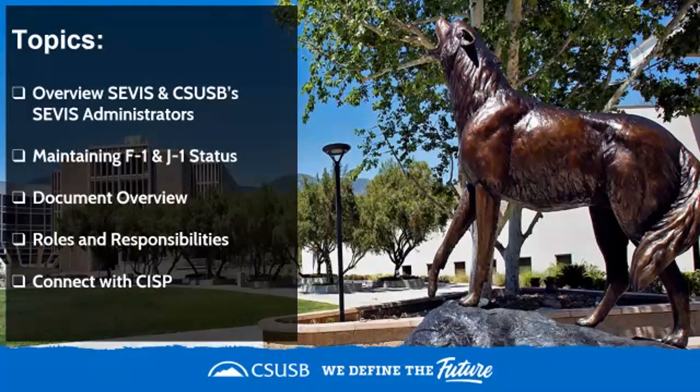Today, we will overview the SEVIS system, CSU SB SEVIS administrators. We will talk about how to maintain your F1 and J1 statuses, give a brief document overview so you can understand your I-20 and your DS-2019 form. We will go over roles and responsibilities when it comes to maintaining immigration status. And we'll talk about how to connect with SIS when services are needed. So let's begin.